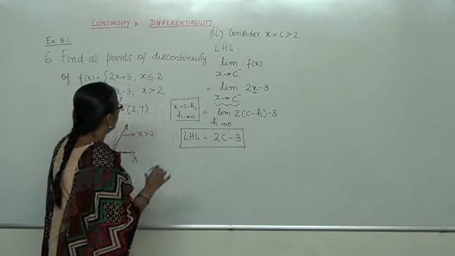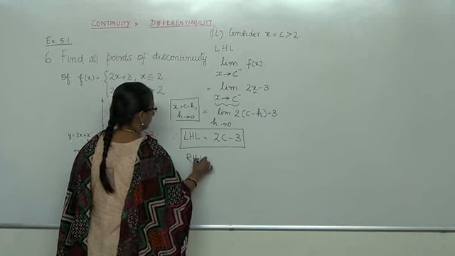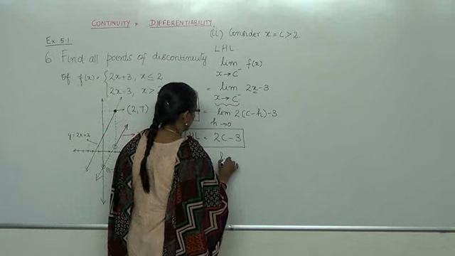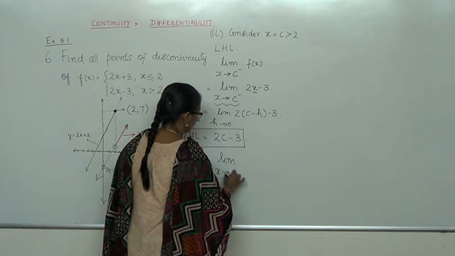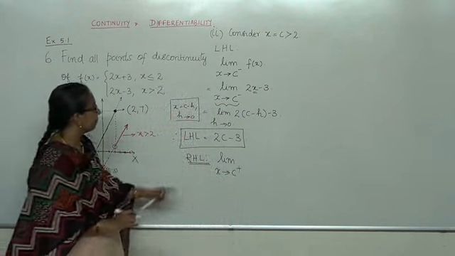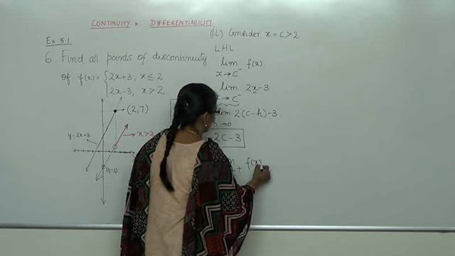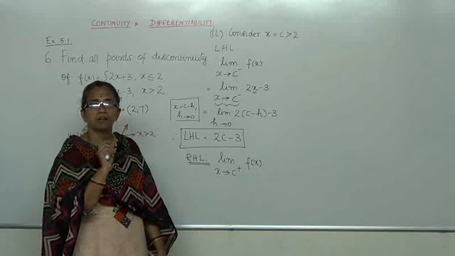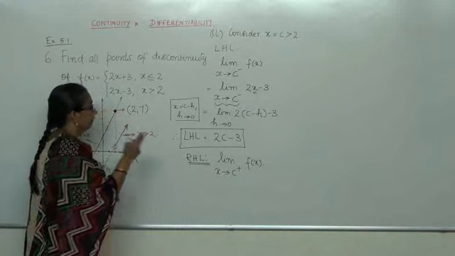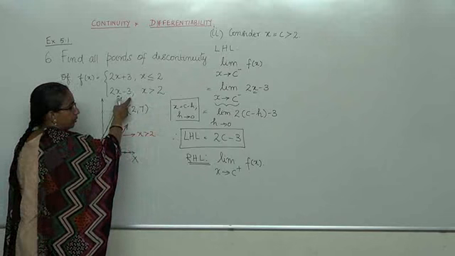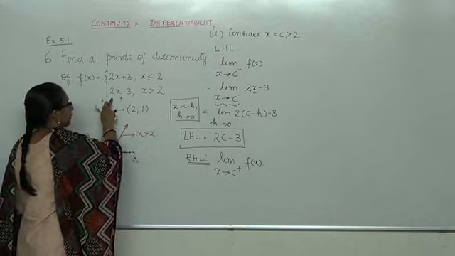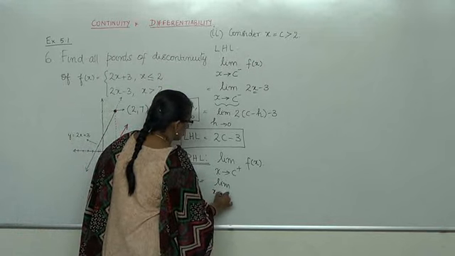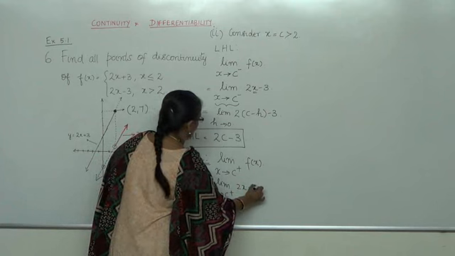Now, let us find out the RHL. What is the RHL? It is the limit to the right of c, so it will be x tends to c plus f of x. Again, in our example, we took 2.5, right? So c plus will be some number like 2.50001, which is indeed greater than 2. Therefore, f of x will take the value 2x minus 3. So this is equal to limit x tends to c plus 2x minus 3.